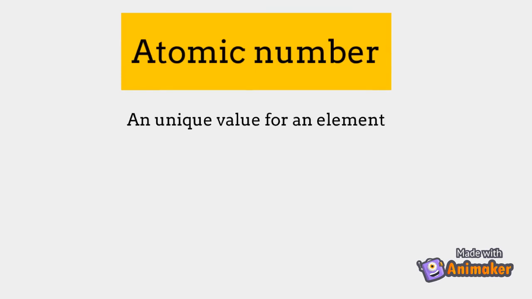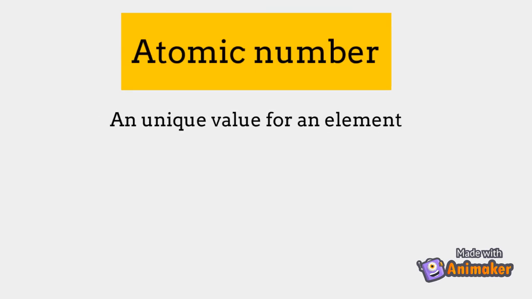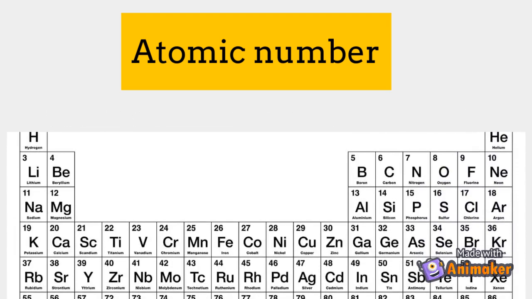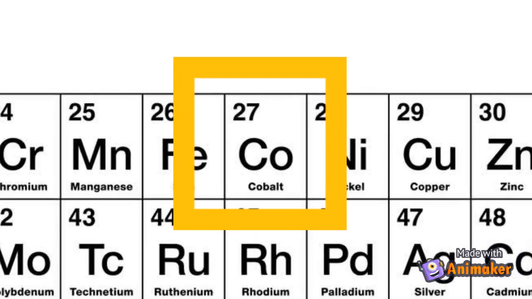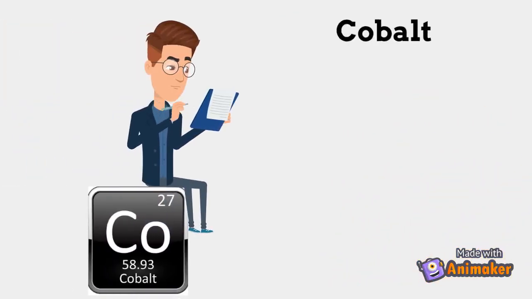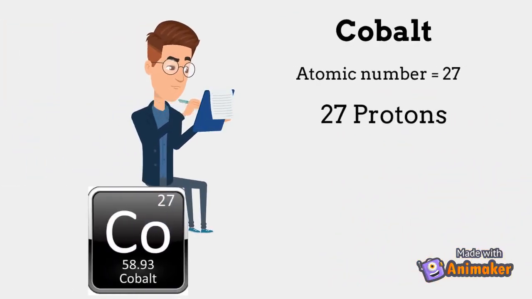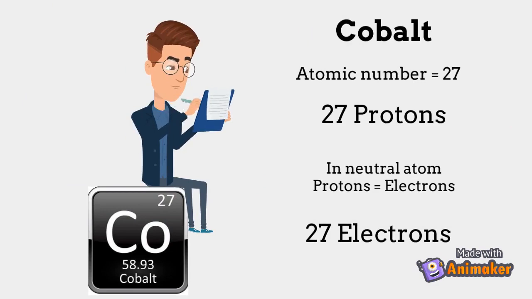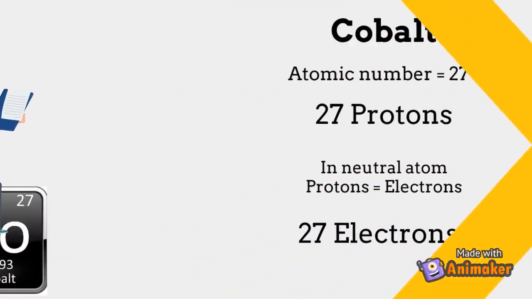The atomic number of an element is a unique value for that element. It represents how many protons are there in the nucleus. So the cobalt here has atomic number 27, which means there are 27 protons in the cobalt nucleus. If the atom is to be neutral, there should be an equal number of negative electrons around the nucleus, which means 27 electrons. Our next question is how these electrons are arranged around the nucleus.